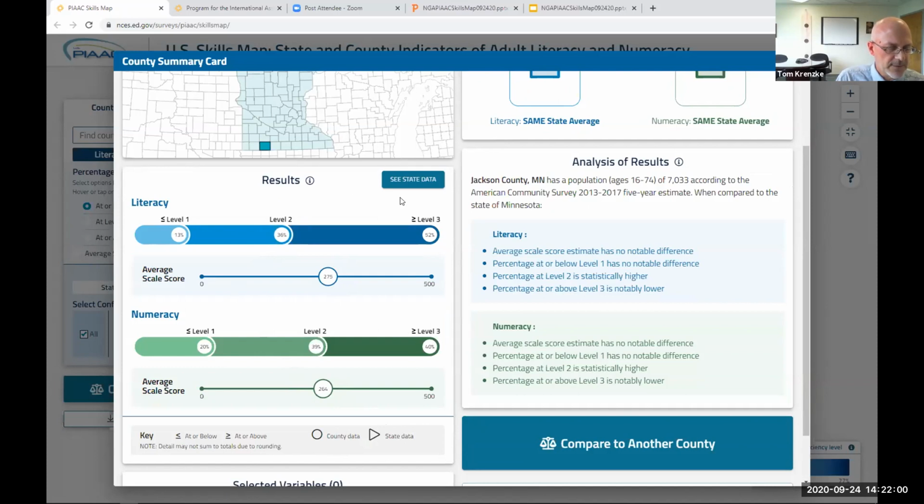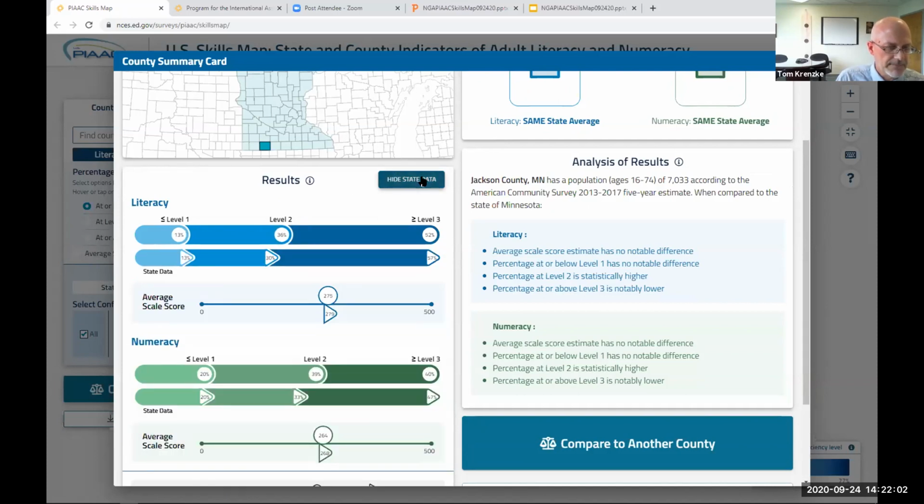And so if you want to see state data, you can click here. And this is the part of the chart that aligns with the large icons with the average scale score noted here. And when you hover over the number, the average, you'll see that this is the credible interval for that estimate. The credible interval for the average literacy says that it is highly likely the target quantity is between 266 and 284, and our best guess is 275.